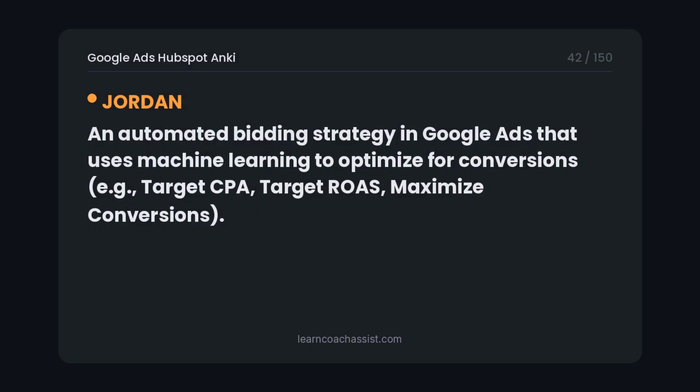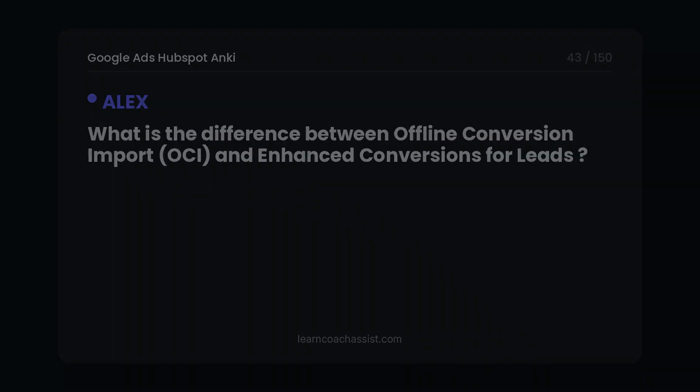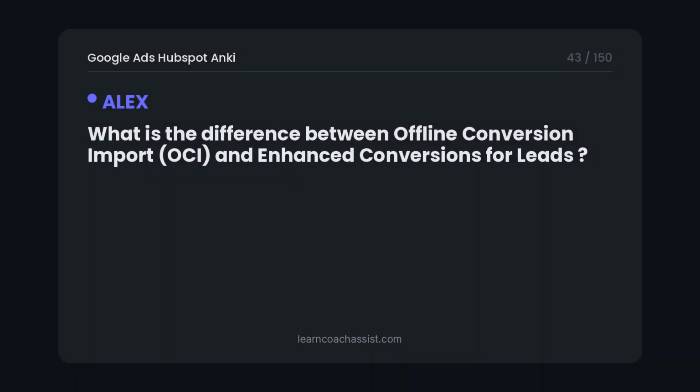What is a smart bidding strategy? An automated bidding strategy in Google Ads that uses machine learning to optimize for conversions, e.g., target CPA, target ROAS, maximize conversions.